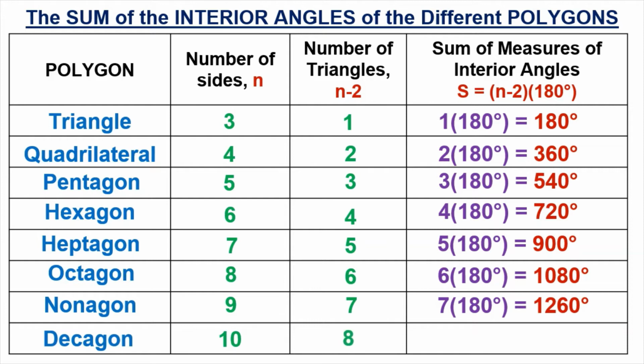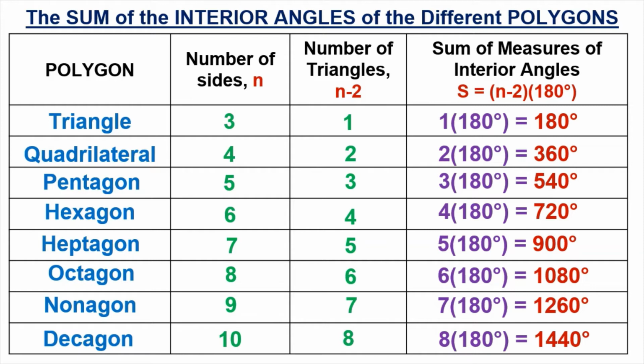And then decagon, we have 10 sides minus 2, that's 8 triangles. And then 8 times 180 is equal to 1,440 degrees. So, yan po yung table para malaman natin kung sa bawat polygon, ilang sides siya at ilang triangles yung nabubuo at ilan lahat o yung total ng interior angles ng bawat polygon.